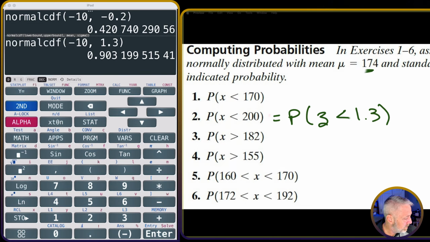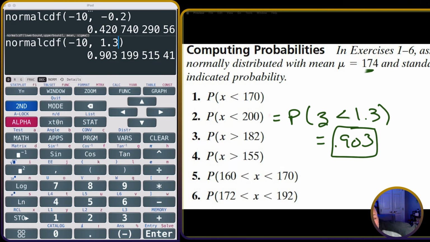That was the equivalent of 200 from our standard distribution that was given. So 903, we'll just go 0.903. That's good enough. Equals 0.903. There you go. So about 90% of the curve lies between 1.3 and negative 10, or all the way to negative infinity, really.